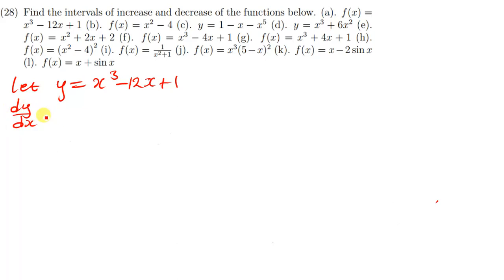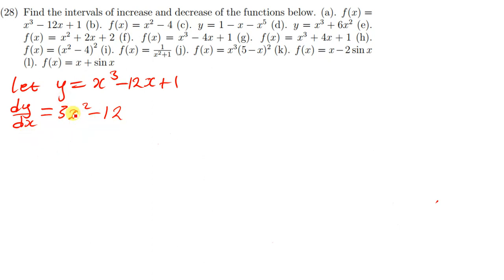So dy dx is now going to be equal to the derivative of this function. The derivative of the first term here is going to be 3x squared. Then the derivative of the second term will just be negative 12. Then the derivative of 1, since 1 is a constant, it has no variable, hence the derivative of every constant is equal to 0. So this one is just 0, so we can't write it if we want.